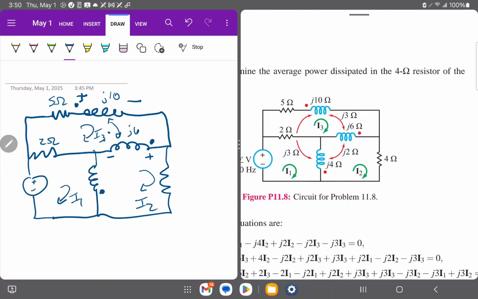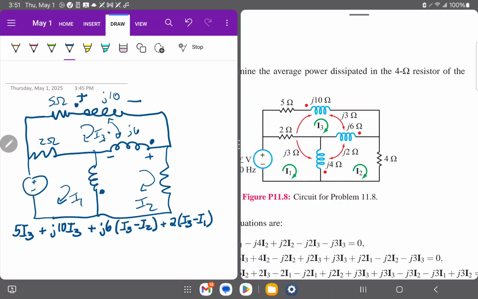So as I go around this loop, I will have 5I3 for the 5 ohm resistor at the top, plus J10I3, plus J6. Now going through that inductor, I have both I3 positive and I2 negative, so I'll have I3 minus I2. And then for the 2 ohm resistor, I'll have plus 2, and I'll have I3 positive minus I1 negative.